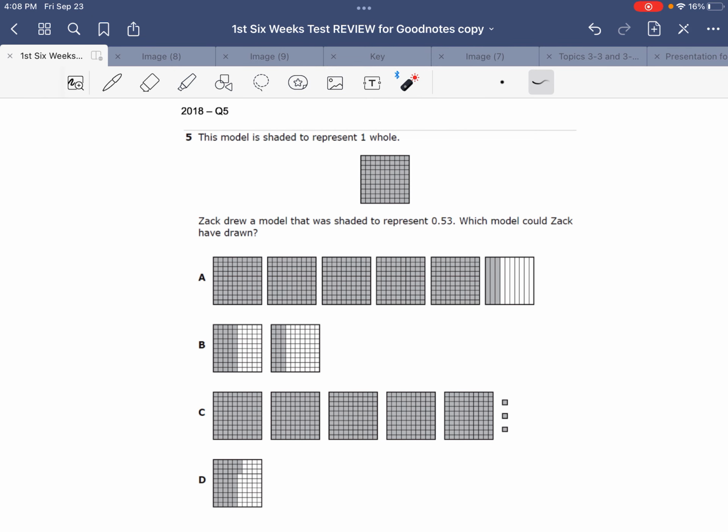Number 4 says, this model is shaded to represent one whole. So they're telling us this is one whole. Remember, one whole is basically saying I have $1. Zach drew a model that was shaded to represent 0.53. Which model could Zach have drawn? So we're looking for 0.53.